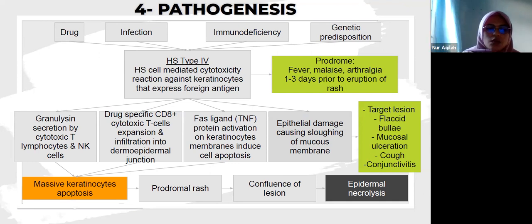The patient will then experience a prodromal rash, and when there is confluence of the lesions, it will lead to epidermal necrosis, which is SJS, and if it progresses, it becomes TEN. The type 4 reaction also has a direct effect on the epithelium, damaging it and causing sloughing of the mucous membrane, so the patient will experience target lesions, flaccid bullae, mucosal ulceration, cough, and also conjunctivitis.